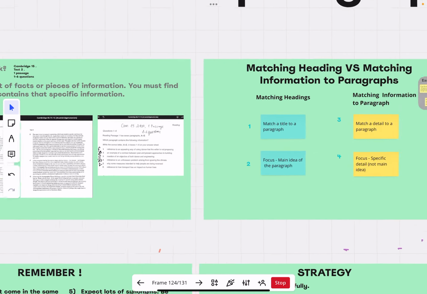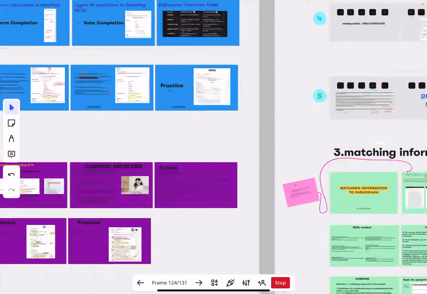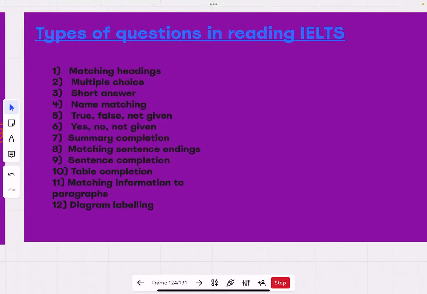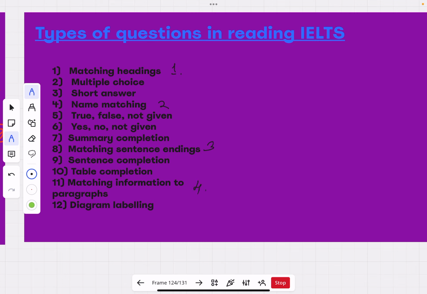And let me just show you. To give you some clue, look at this. These are the types of questions in IELTS reading, and as you can see here, let's count how many matching tasks we have in reading. First of all, we have matching headings, matching names, matching sentence endings, and then matching information to paragraph. So we have 4 types, and each of them requires a different strategy, a different technique, to solve the problem more easily.